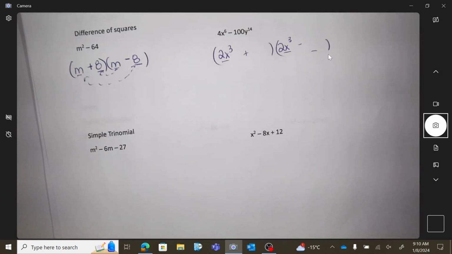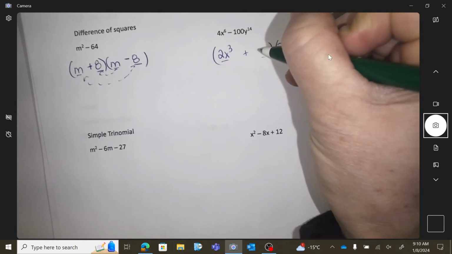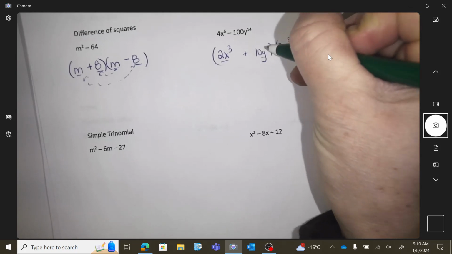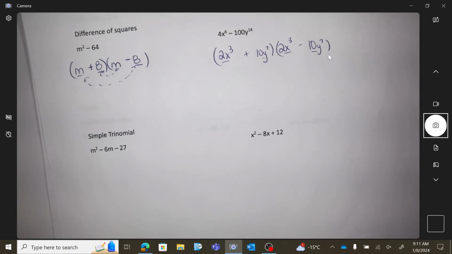Plus or minus, and then what at the last? So 10y7. Okay, so that's the difference of squares. 2 brackets, same with a plus minus, different.